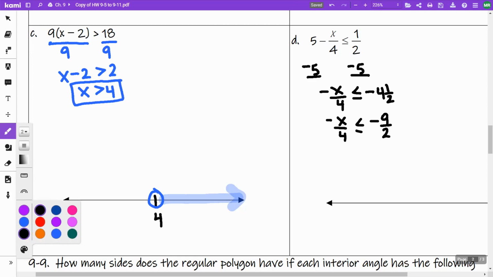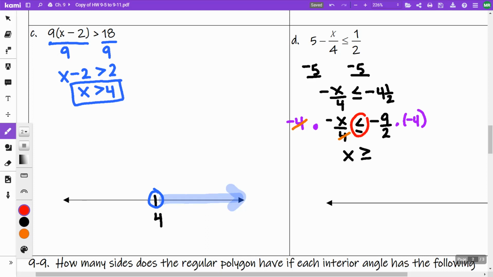To undo my x being divided, and I'm going to think of it being divided by a negative because I don't want that negative there, I'm going to multiply by the reciprocal. So I'm going to multiply by a negative 4. Or the opposite of dividing by a negative 4 is multiplying by a negative 4. So this 4 and 4 are going to cancel. And a negative times a negative is a positive. But when I multiply by a negative, I am going to need to switch from this less than or equal to a greater than or equal to. That's why I'm going to have to do this.